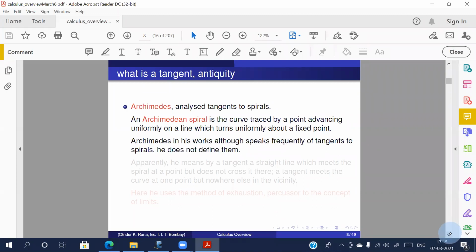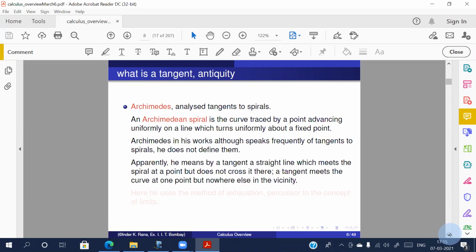That is the Archimedean spiral. Archimedes talks in his work about tangents, but he never defines precisely what a tangent is. Apparently, once again, by a tangent he means a straight line which meets the spiral at one point but does not cross it there. The tangent meets the curve at only one point, but nowhere else in the vicinity. So in a neighborhood, it doesn't cross it again. That is how he tries to capture the idea of touching.